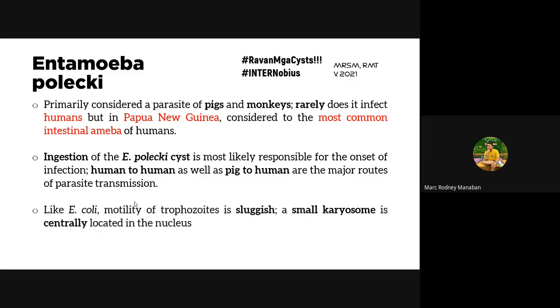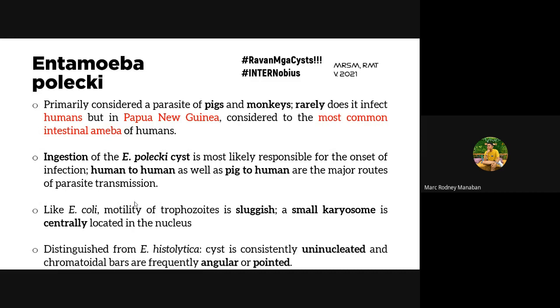Now, its trophozoite is similar to Entamoeba coli. It is sluggish, meaning slow-moving. And at the center of the nucleus is a small karyosome. Comparing it with your Entamoeba histolytica cyst, the chromatoidal bars are angular or pointed, because the chromatoidal bars of the E. histolytica cyst are coffin shaped or cigar shaped. So please take note: coffin shaped, or cigar, C-I-G-A-R, cigar shaped.